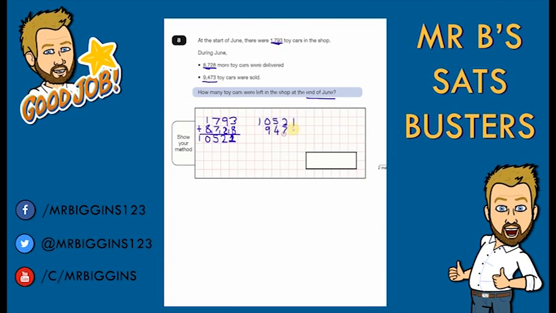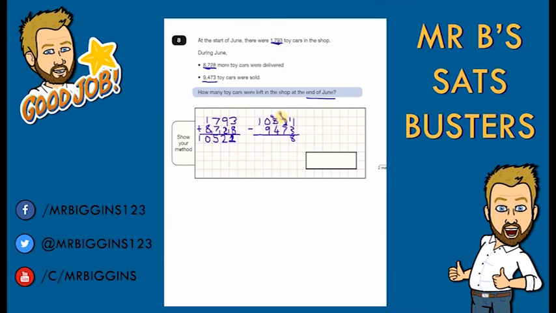And they sold 9,473. Okay, this looks like it might be a tricky subtraction. We're going to have to borrow. So let's have a look. 1 take away 3, we can't do it. So we need to borrow 1 from there. And then have 11 take away 3, and that will be 8.